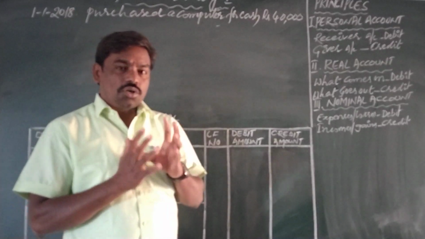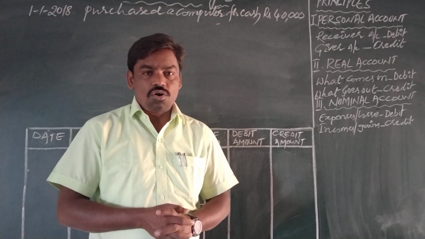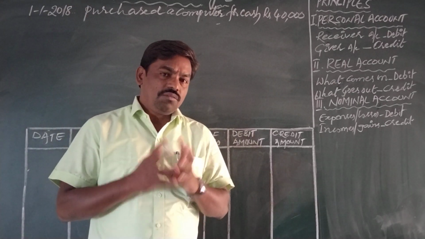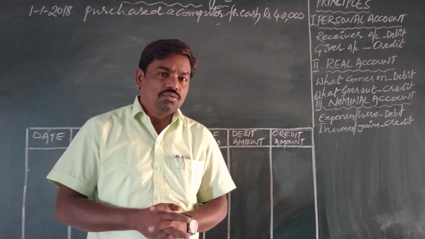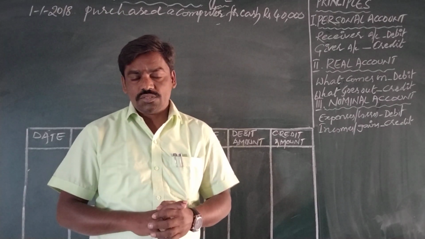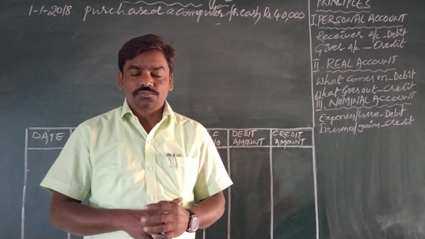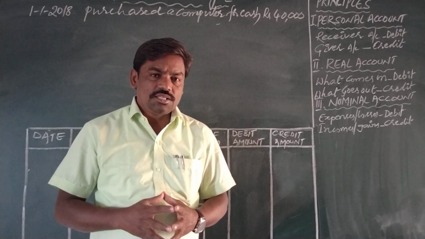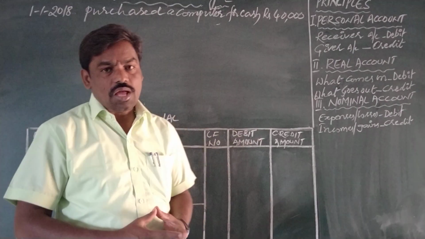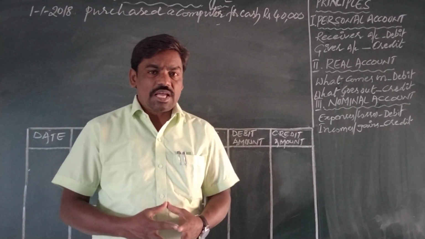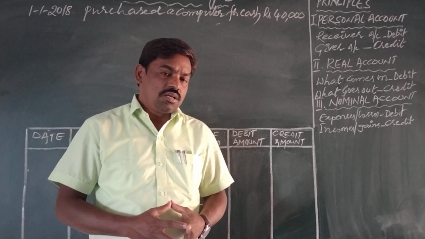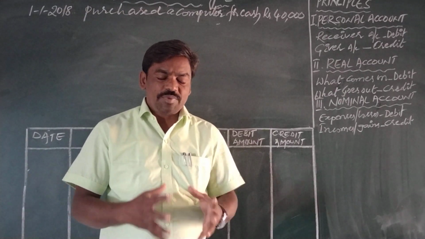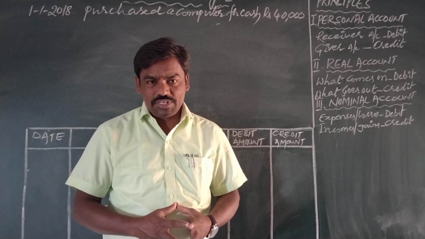that the concept of dual aspect concept. As per this concept, every business transaction will have two aspects. One is receiving benefit aspect, another is going benefit aspect. Receiving benefit aspect is called the debit aspect, and going out or giving benefit aspect is called the credit aspect.